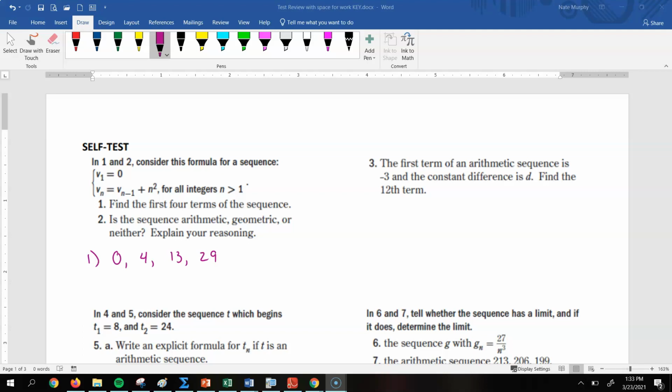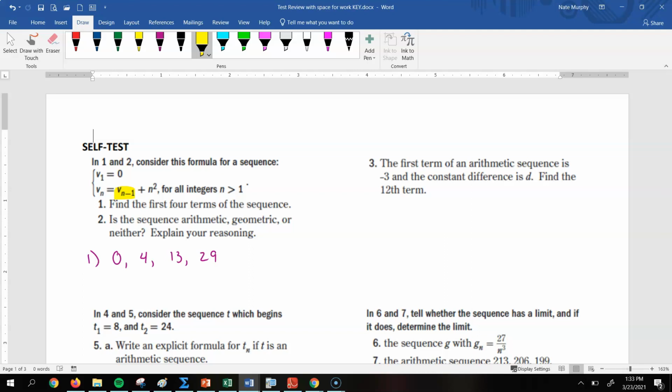All right, let's look at your review, starting with the self-test number 1. So here they want us to find the first 4 terms of the sequence and then determine whether it's arithmetic, geometric, or neither. So starting out with that recursive formula, we know the first term is 0, so that's taken care of for us. Now, what this is saying in this problem is we're taking the previous term, which right now would be 0, plus n squared.